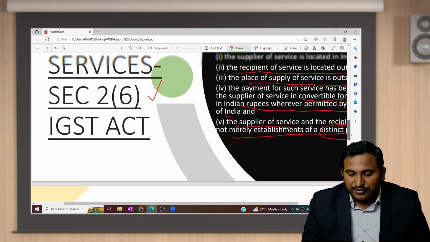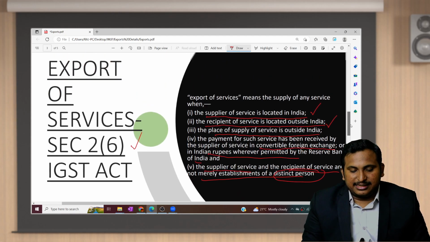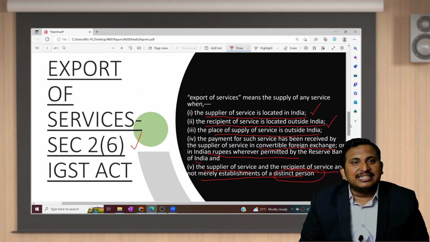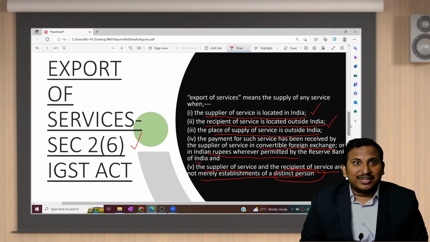Right. So, if it is with respect to exports, which tax will be levied, sir? IGST. Which tax will be levied? IGST will be levied. Okay, sir. Understood. IGST will be levied. That means, really, are you going to pay the tax? Is the tax incidence going to be there on you? That is what I've said to you.